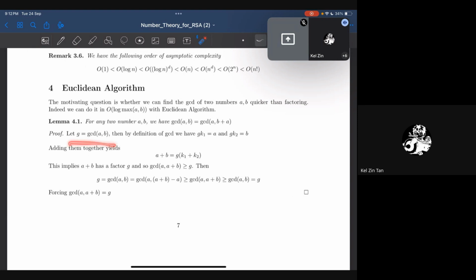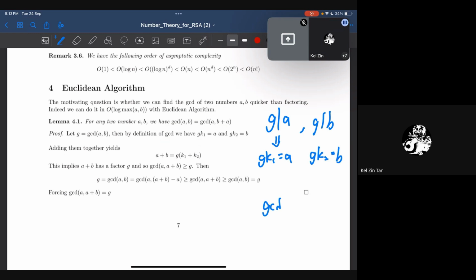So now I let G be the GCD of A and B, and I want to prove that GCD of A and B is equal to GCD of A and B plus A. By definition of GCD, we have that G multiplied by k1 is equal to A, and G multiplied by k2 is equal to B. Because this is a greatest common divisor, G divides A and G divides B. So for example, if you are looking at GCD of 3 and 6, you know that this is 3, then you can write 3 multiplied by 1 is equal to 3, and 3 multiplied by 2 is equal to 6. So that's the greatest common divisor that we have.